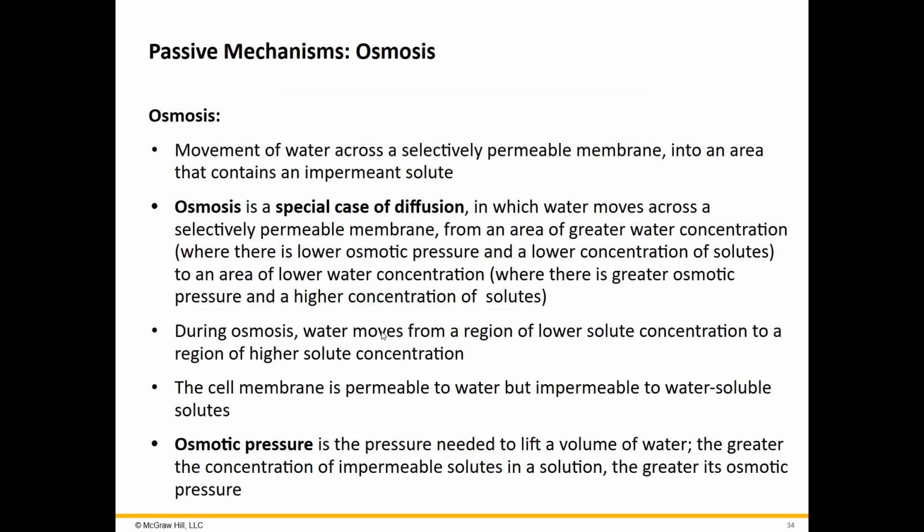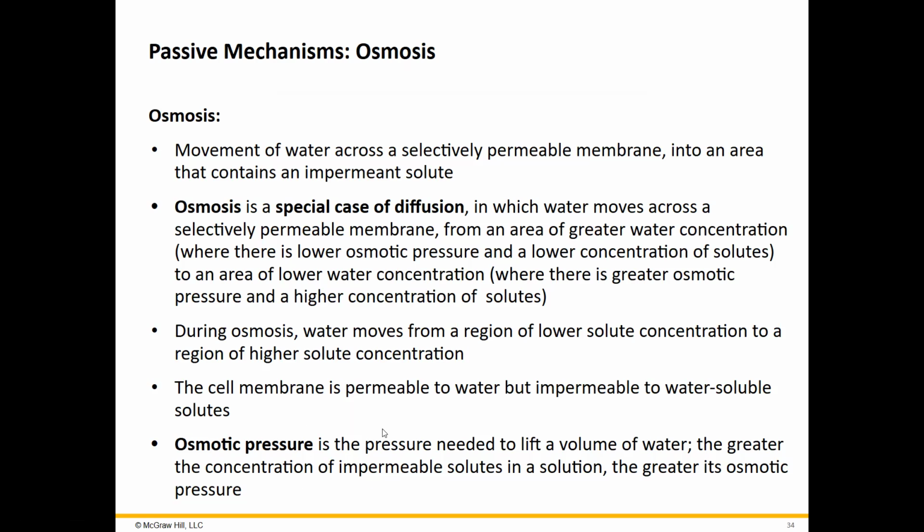If you have a low number of solutes, it means you have a lot of water, so high concentration. If you have a high number of solutes, you have less water, low concentration of water. It's going from high concentration of water to low concentration of water. But because osmosis has to be difficult, we talk about it from low osmotic pressure to high osmotic pressure, because osmotic pressure is defined by where the solutes are. If there's more solutes, it's high osmotic pressure, lower solutes, low osmotic pressure.